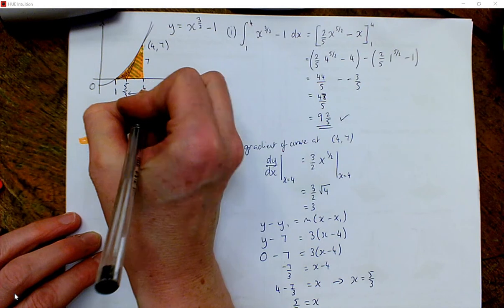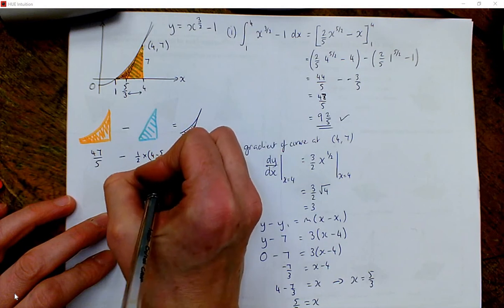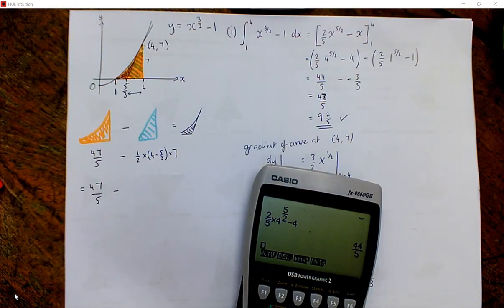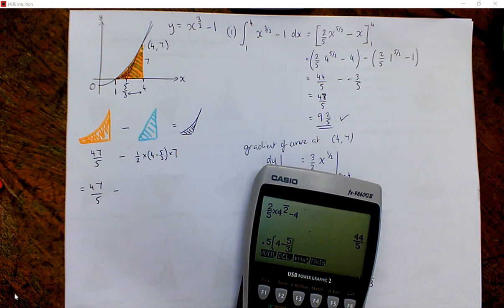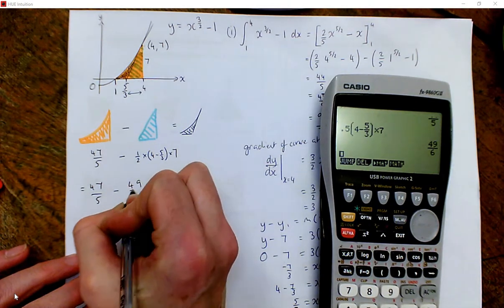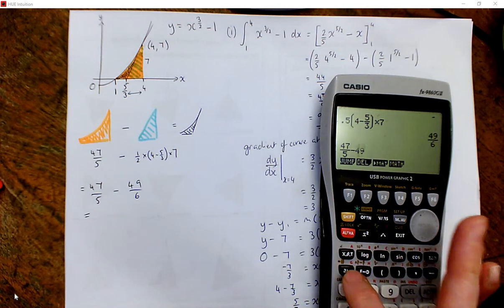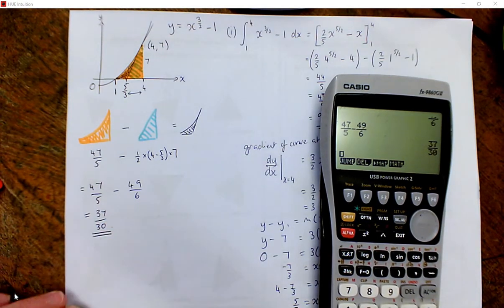Now we can work out that distance. The area of the triangle is going to be a half times the base, 4 minus 5/3, times the height, which is 7. So a half times 4 take away 5/3 times 7 gives us 49/6. So if we do 47/5 take away 49/6, we get 37/30. So that should be the exact area between the curve, the tangent, and the x-axis.